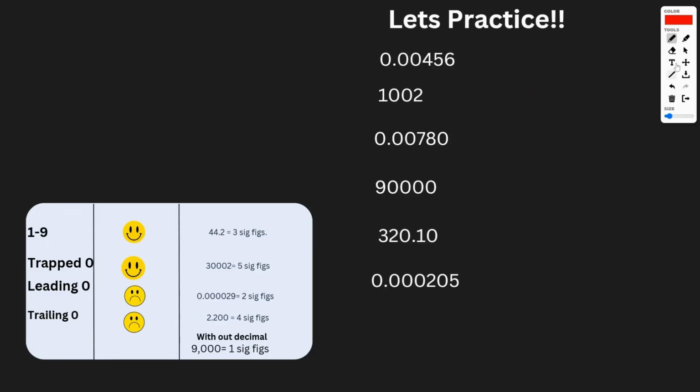Let's look at this number first. 0.00456, right? This number will have three significant figures because the leading zeros don't count in the measurement, okay? In this one, we have 1002. For this one, we would have four sig figs because the zeros that are trapped count. Next, we have 0.0000078. This has two sig figs because the leading zeros once again don't count.